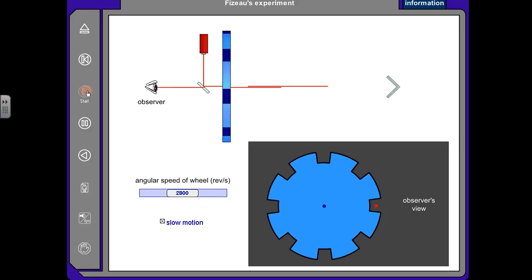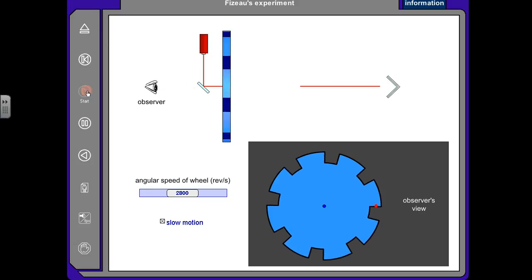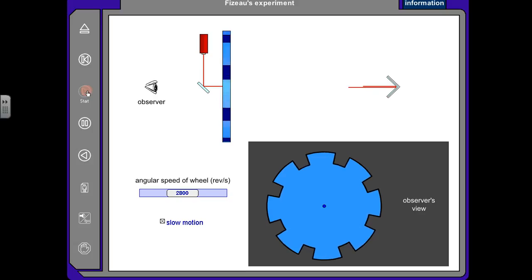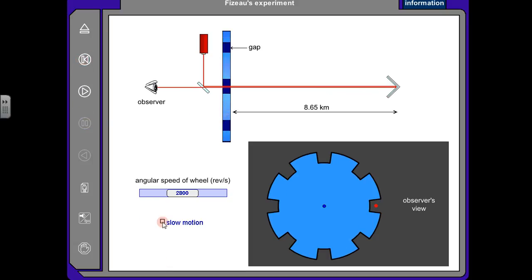So we're going to have to go and get that beam right there. So that's the beam we're looking at, going to the mountaintop a long ways away and coming back to the observer. So that's what we're going to be doing. So we'll reset all this, go back to slow motion, and look at our procedure.